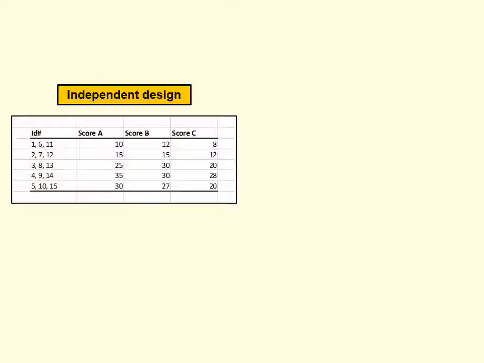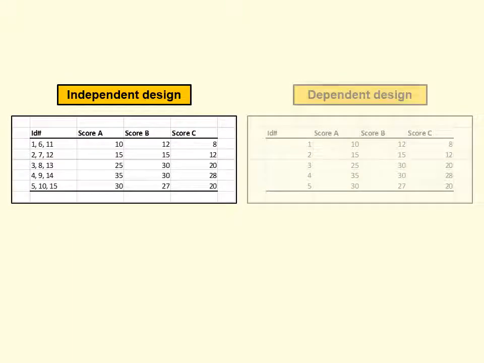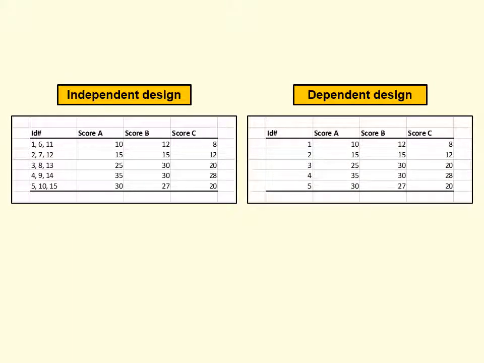Okay, so let's take a look at our data here. Here is data for our independent design, and here is data for our dependent design. I've arranged the data this way to show that the numbers themselves are the same, and we can arrange them the same way.